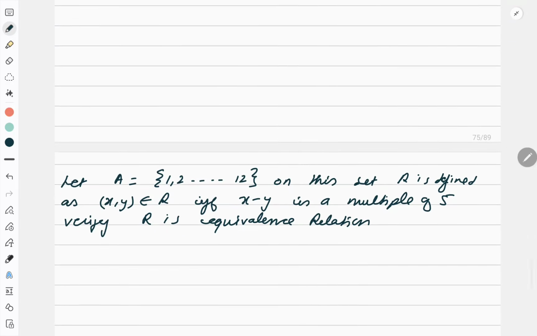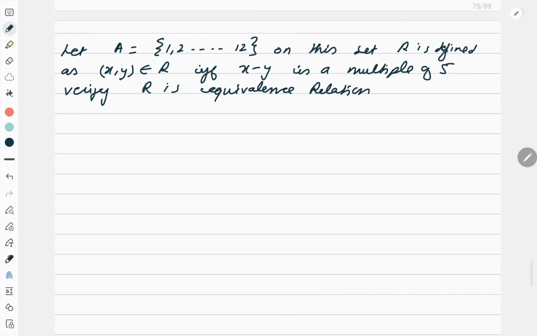Okay. Now see, this is a very good question. A is a set having the numbers 1, 2, 3, 4 up to 12. They are saying (x,y) belongs to R if x minus y is a multiple of 5. You can definitely write down R here, but it will have so many elements in it. What type of elements will be there? When you take any ordered pair, the difference should be a multiple of 5. I'll show you the relation. But when it comes to proving that it is an equivalence relation, you can do it without writing that R also.